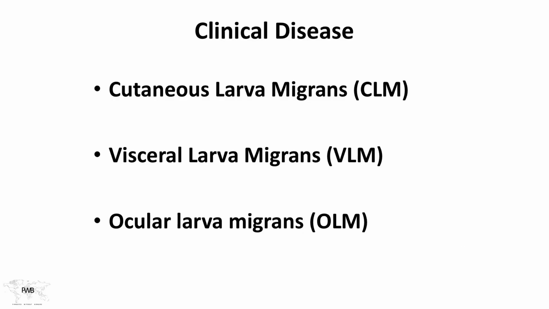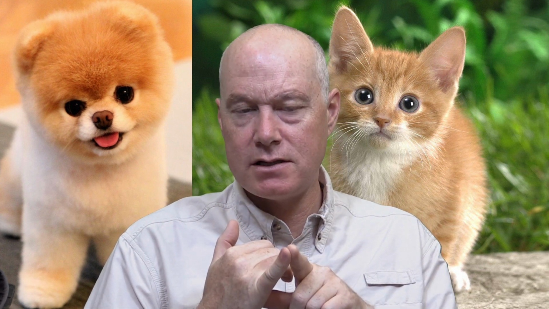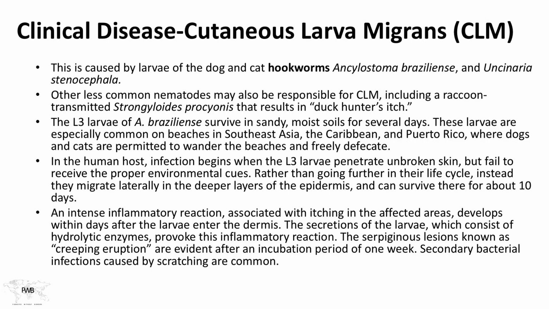So let's talk a little bit about clinical disease. I'm going to discuss cutaneous larva migrans, visceral larva migrans, and ocular larva migrans. Cutaneous larva migrans is caused by the larvae of the dog and cat hookworms. You'll have these slides, so you'll be able to remember these: Ancylostoma braziliense and Uncinaria stenocephala. Less commonly transmitted nematodes can also be seen, such as the raccoon-transmitted Strongyloides procyonis.